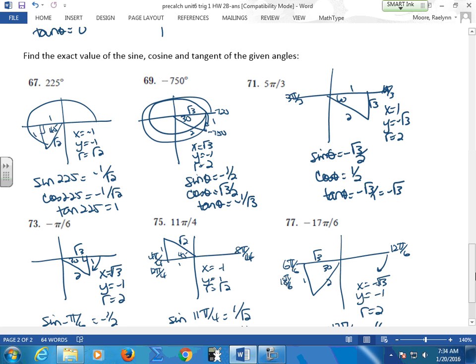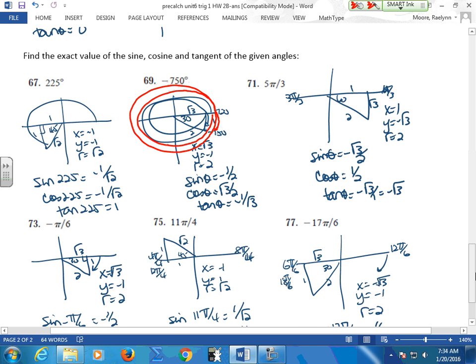Negative 750 means it's starting here and going around 360. Take 720 as its second 360. So I went around 360 and around again to 720, and then went 30 more. Okay, so it terminates in quadrant 4.